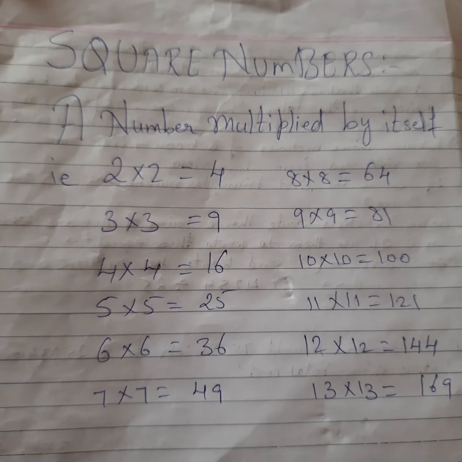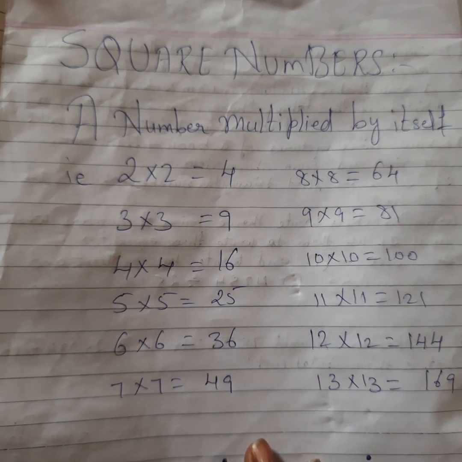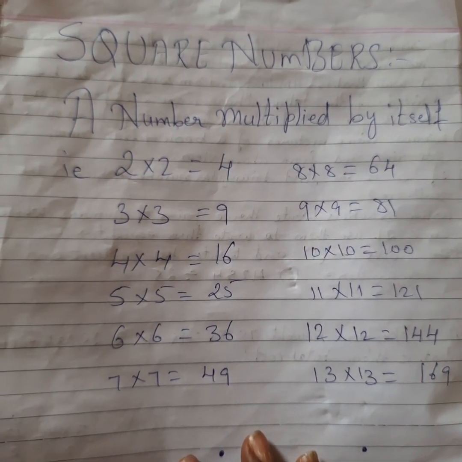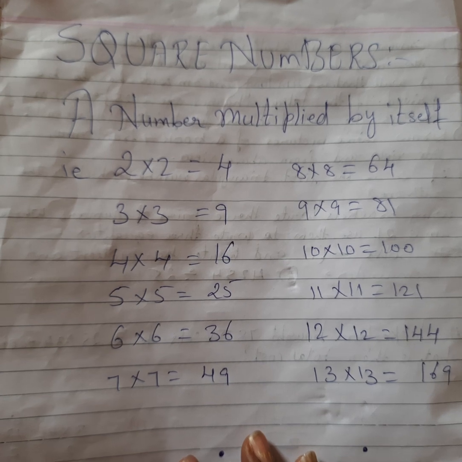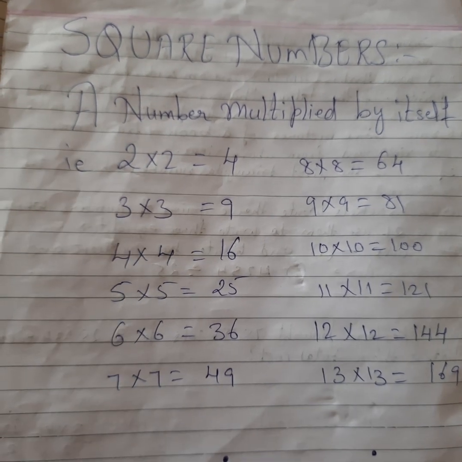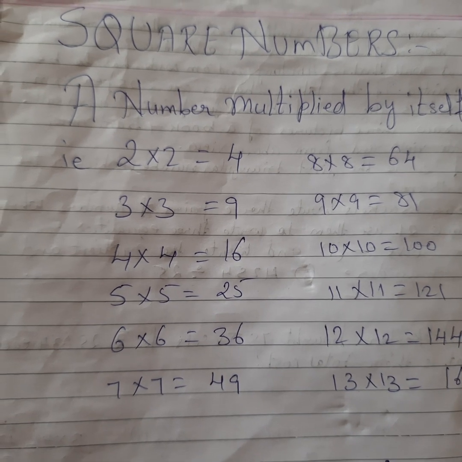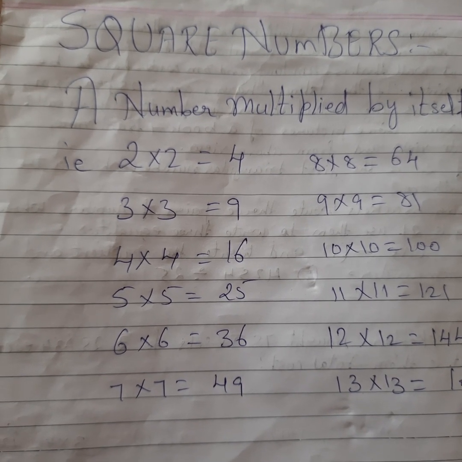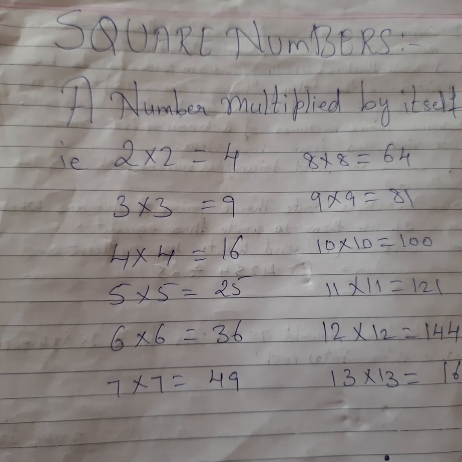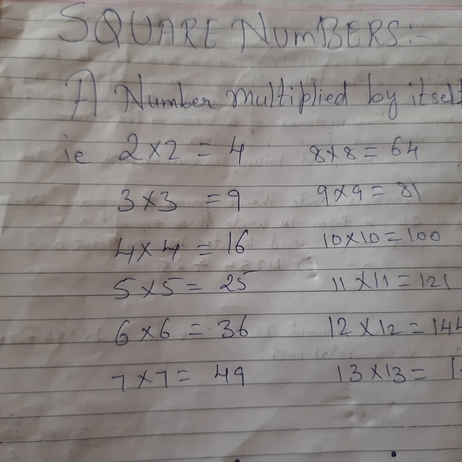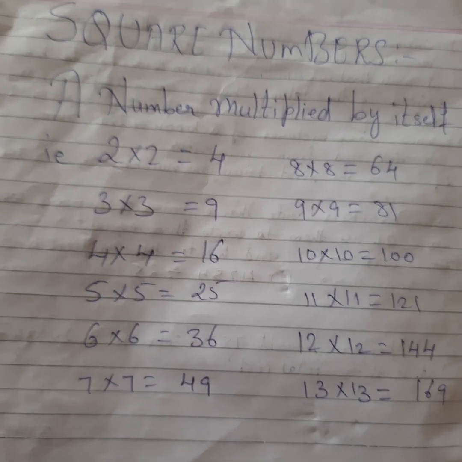What is a square number? A square number means a number multiplied by itself. That means two times of the same number. For example, 2 into 2 is 4. So 4 is the square number of 2. 4 is the square of 2. 3 threes are 9, 4 fours are 16, 5 fives are 25. So all these are square numbers.